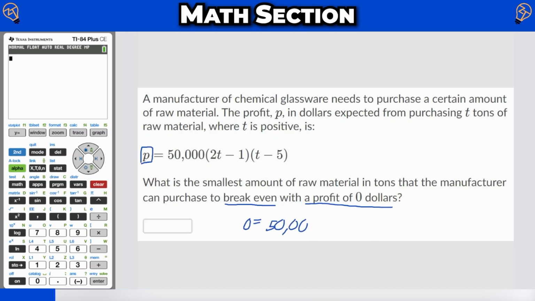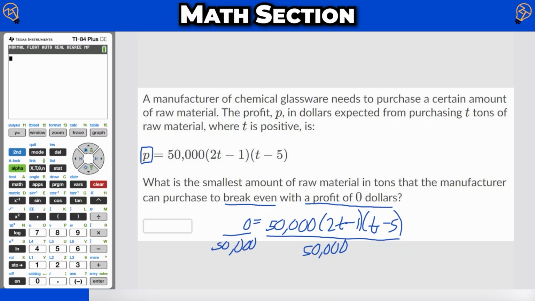And whenever you have a coefficient in front, as long as it doesn't have a variable attached to it, which it doesn't, it's not 50,000t, it's just 50,000, we could go ahead and just divide it out, and that's going to make things look a little bit easier for us. So we have 0 equal to the product of these two quantities. And now we're going to go ahead and implement the zero product property that I mentioned.